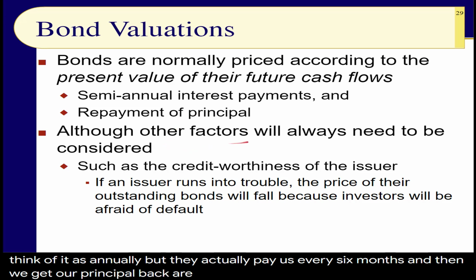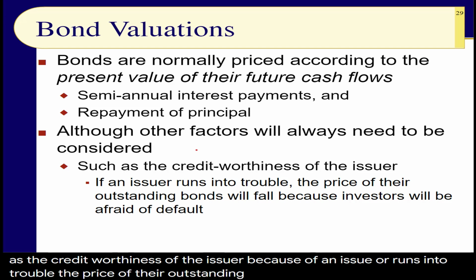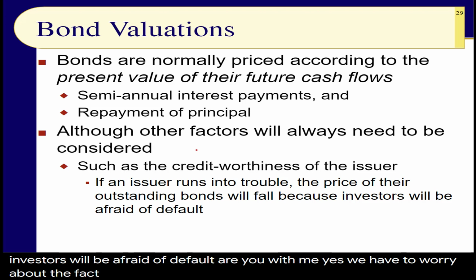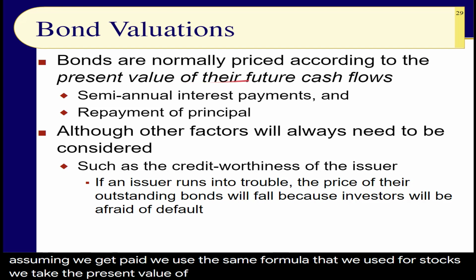Although other factors will always need to be considered, such as the creditworthiness of the issuer, because if an issuer runs into trouble, the price of their outstanding bonds are going to fall because investors will be afraid of default. Are you with me? Yes, we have to worry about whether or not we're actually going to get paid. But assuming we get paid, we use the same formula that we used for stocks. We take the present value of their future cash flows.